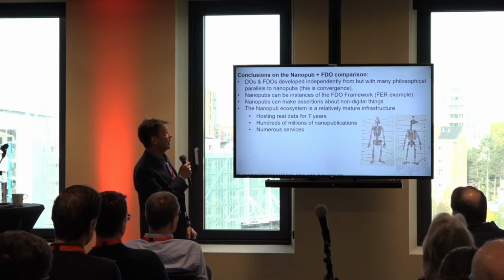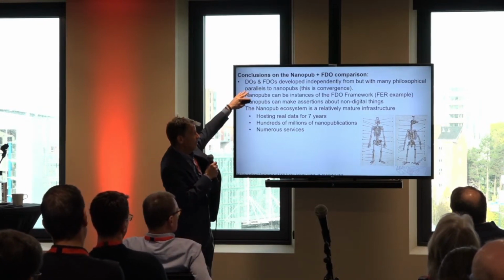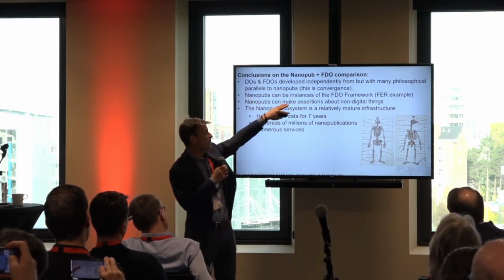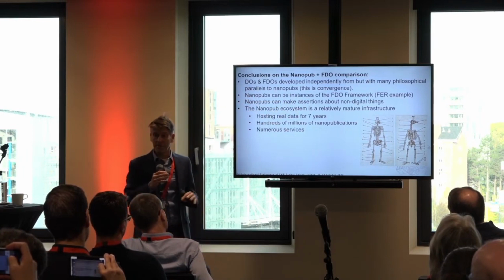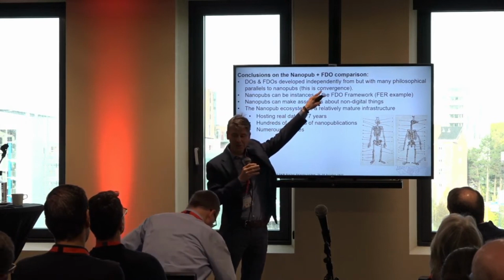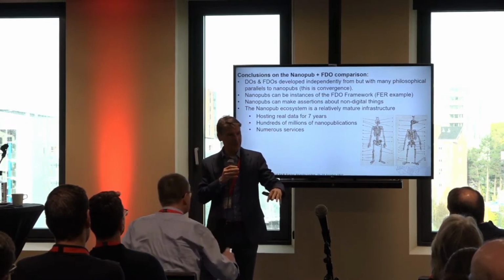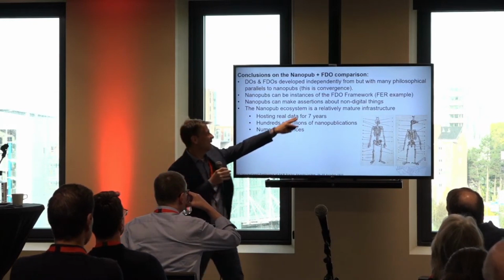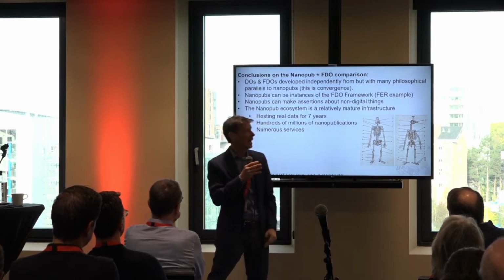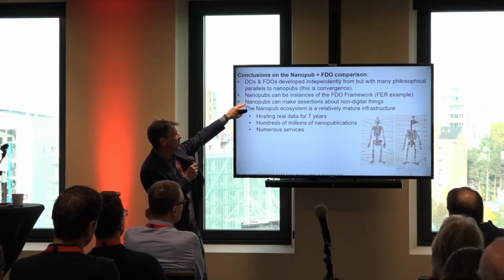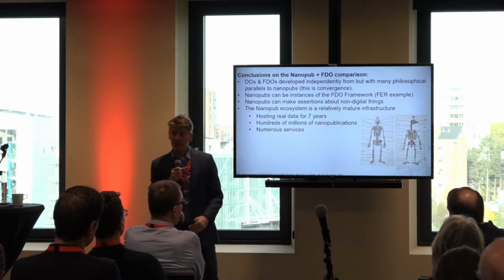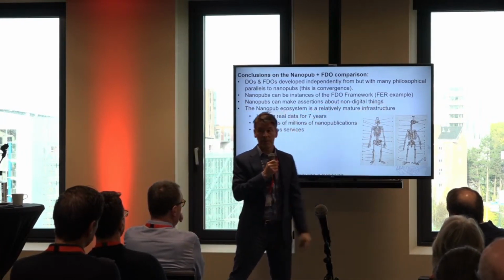So FDOs and digital objects, I would say, were developed independently from, but with many philosophical parallels to Nanopublications. So also a commitment to a very decentralized approach. And this is, in a way, convergence, and I would say not in the Peter Wittenberg sense or the FAIR convergence. This is really like in the biology sense. This is just two evolutionary trends that were independent that came together. Nanopublications can be instances of the FDO framework. I think we've proven that to ourselves with the example of the FAIR enabling resource.